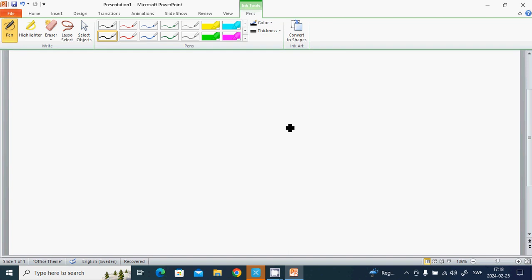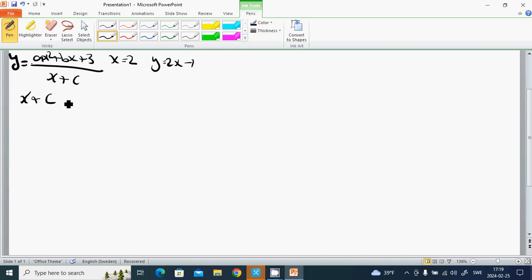Another example is y equals (ax squared plus bx plus 3) divided by (x plus c), and x equals 2 and y equals 2x minus 1 are asymptotes. And x equals 2 is a vertical asymptote, means that x plus c must be 0, then c equals minus 2.